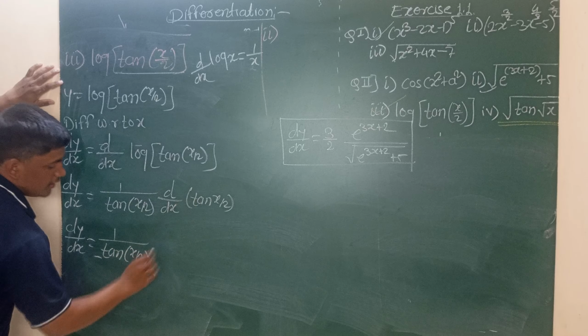Here we use some trigonometric formulas to split it again. Sec square x by 2 is 1 upon cos square x by 2, and tan is sin upon cos, so cos gets multiplied in the numerator. In d by dx of x by 2, we take 1 by 2 as common and the differentiation of x is 1. So 1 by 2 is multiplied here.